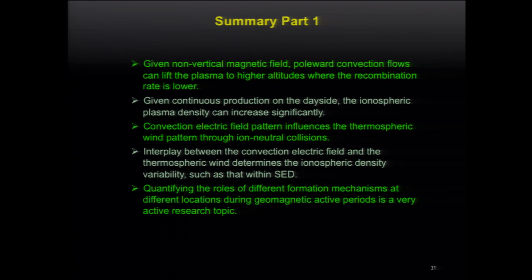Okay, so it's a short summary for this part. The upward and downward shifting of the F-layer plasma, simply due to the geometric consideration of the Earth's magnetic field, can have very important consequences on the ionospheric density. And I have shown the storm-enhanced density and the plume as an example. Quantification of those different formation mechanisms at different locations during geomagnetic storms is still a very active research topic.